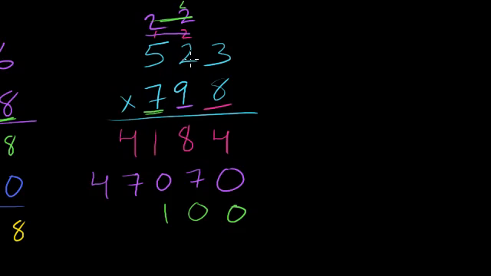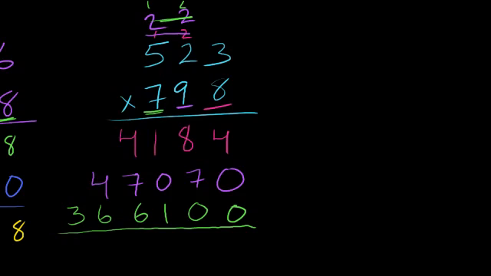7 times 2 is 14. 14 plus our 2 is 16. Put the 1 up there. 7 times 5 is 35. Plus 1 is 36. And now we're ready to add.